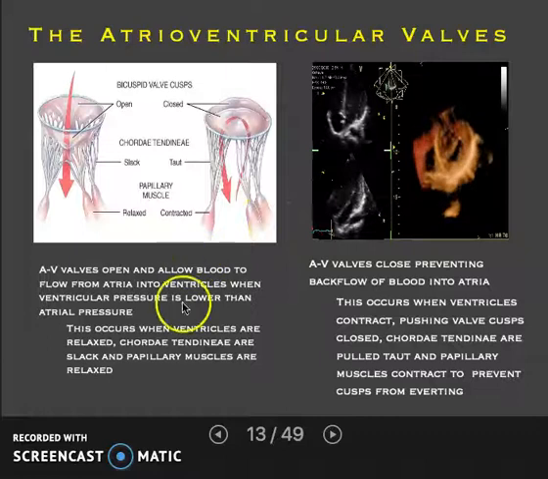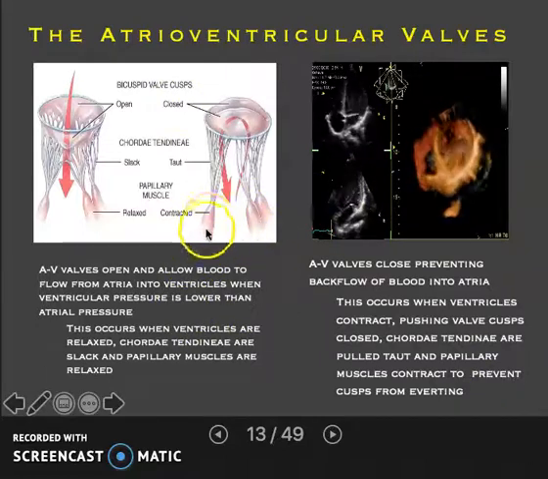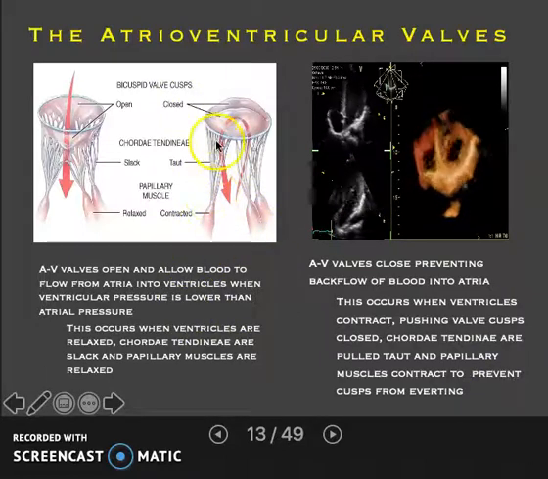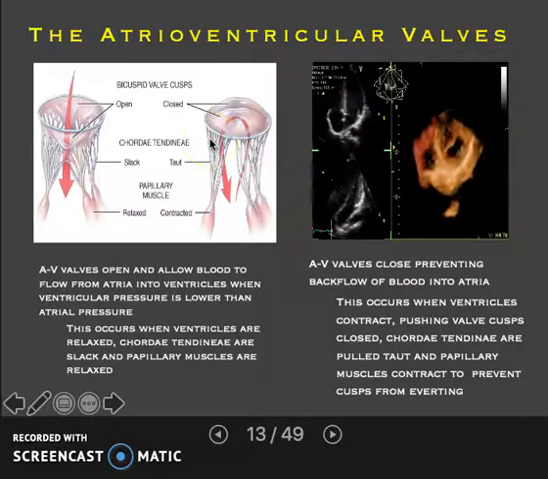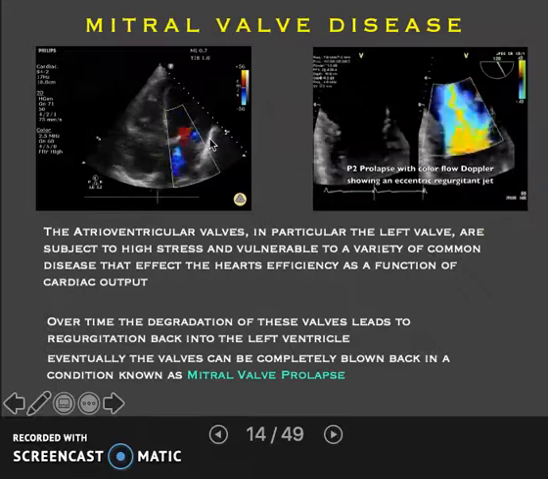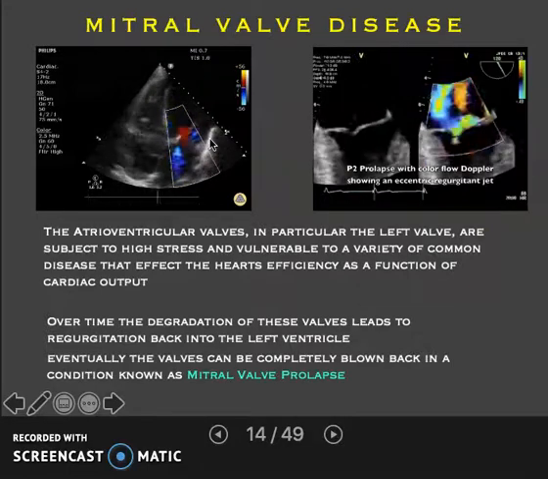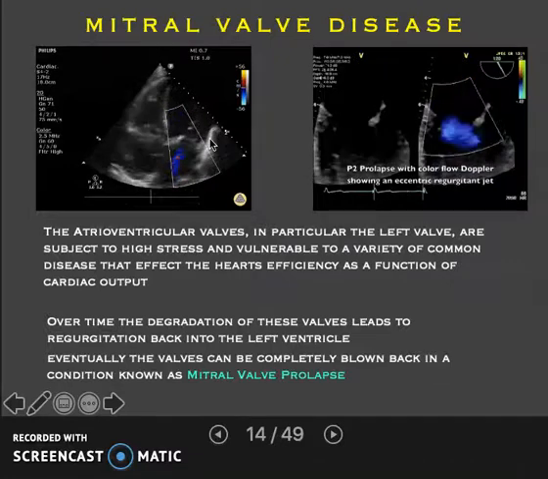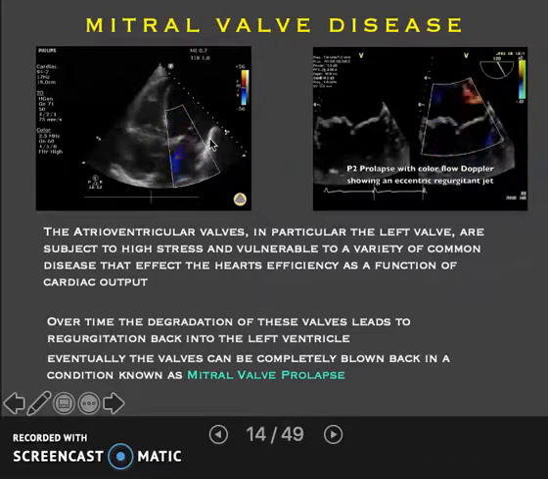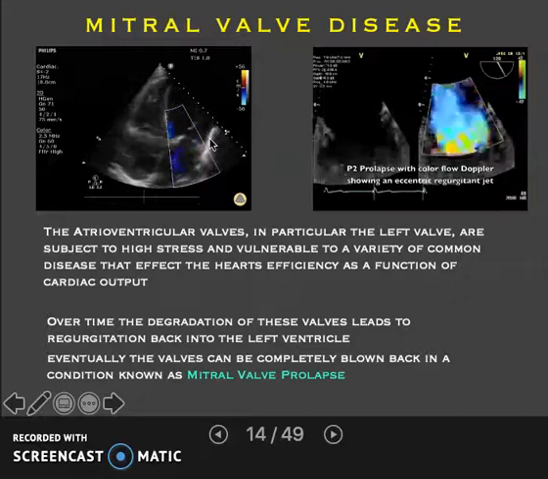And so damage to heart muscle, papillary muscles, to the chordae tendineae, to the valves themselves lead to disease. And the worst of the diseases is mitral valve. So remember, the mitral valve's in the left ventricle. It's the bicuspid valve. And there's lots of pressure in there.